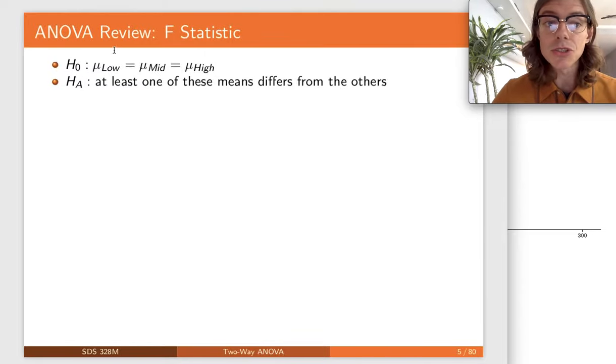And ANOVA is testing whether or not there is a significant difference between at least one of your groups and one other. You don't know which until you do post hoc tests. It just gives you that overall test. Are any of my groups different? Which is a really handy thing to know a lot of the time, right?